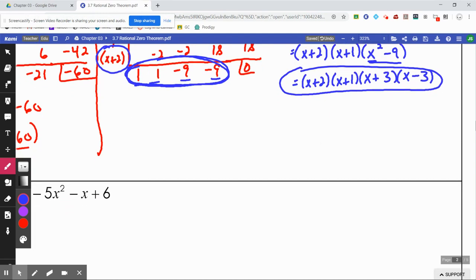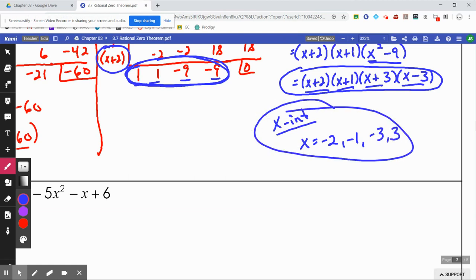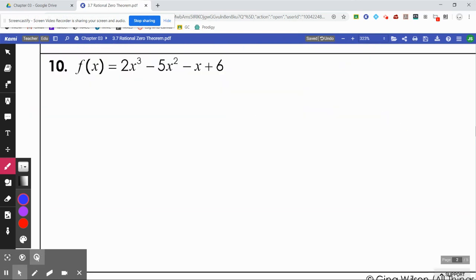Now that you have your factored form, your x-intercepts, your roots, your zeros, are x equals -2, -1, -3, and +3. Those are your zeros.